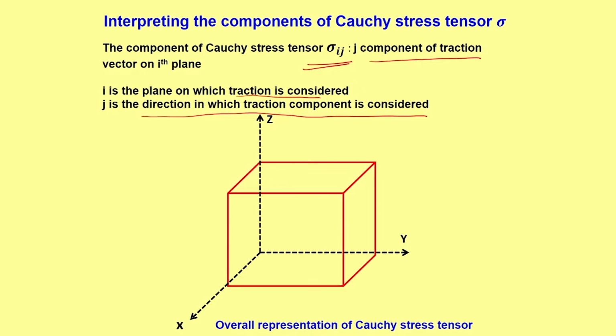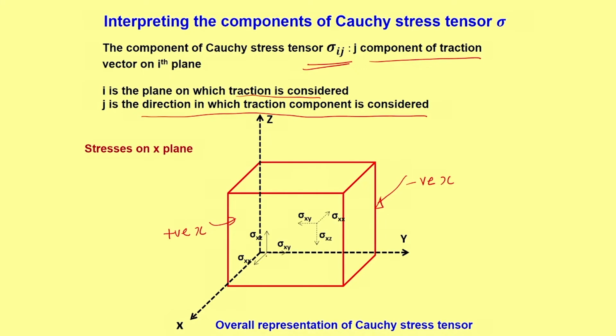So, we can see the overall representation of Cauchy's stress tensor. First is stresses acting on the x plane. Now, which is the x plane? This is the x plane. There are two x planes, this is negative x and this is positive x. So, what are the stresses which are acting?